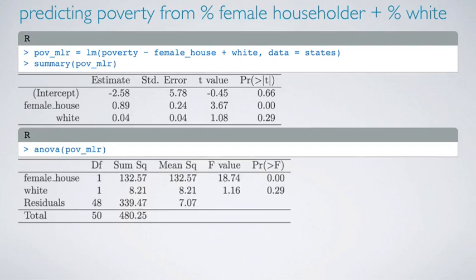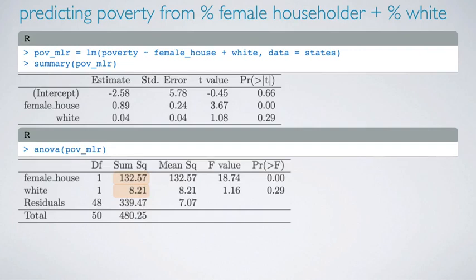Note that the total variability, sum of squares total, has not changed because this is the inherent variability that is in our response variable, percentage living in poverty. So regardless of how many variables you're using in your model, the total variability should not change. However, what has changed is how this variability is being partitioned. In this case, part of it can be attributed to female householder, and a much smaller part of it can now be attributed to percentage white.